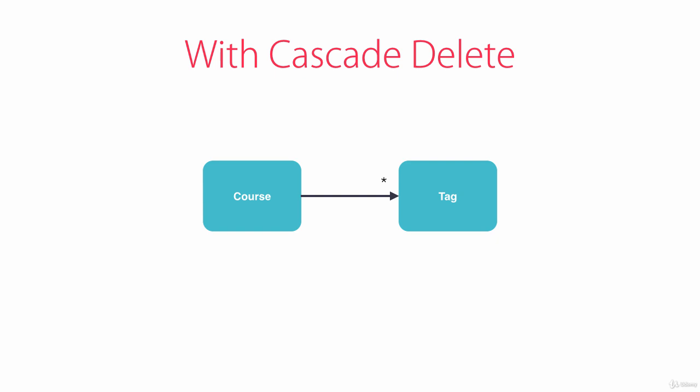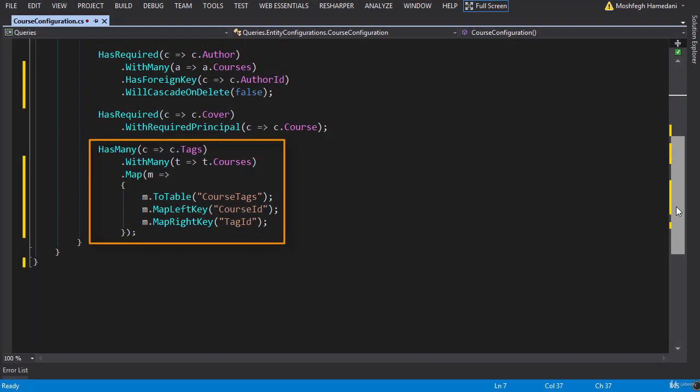In case you're wondering how, here's the configuration for our many-to-many relationship between courses and their tags. When using code-first migrations, by default, Cascade Delete is enabled. So if you want to disable it, you have to explicitly do so. And here is an example. We have disabled Cascade Delete between courses and authors. So let's start with the first example.